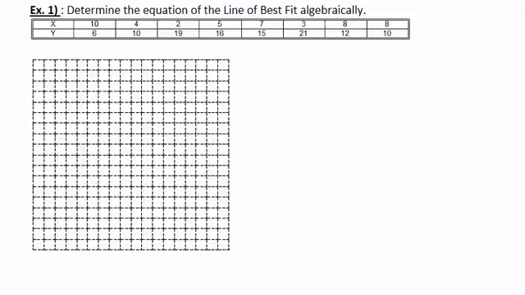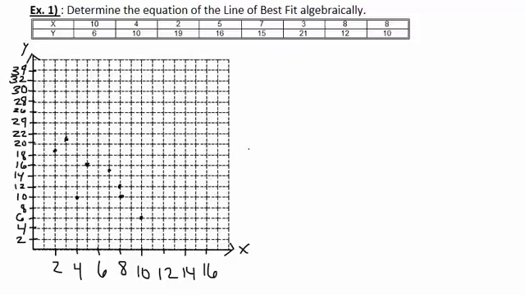So the first thing we want to do is plot all of these points onto the graph. So as you can see, I have drawn the graph and plotted all the points. So our next step is to draw in the line of best fit. Remember to try and go through as many points as you can, as well as having an equal number of points on either side of the line.